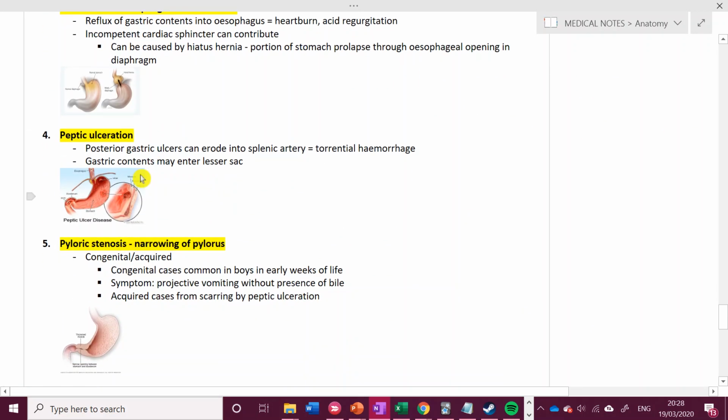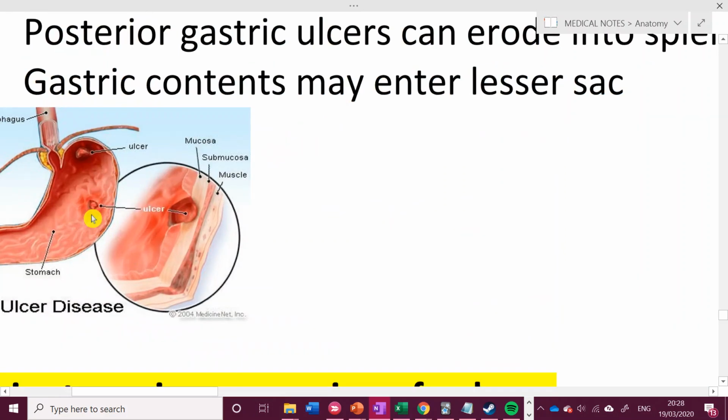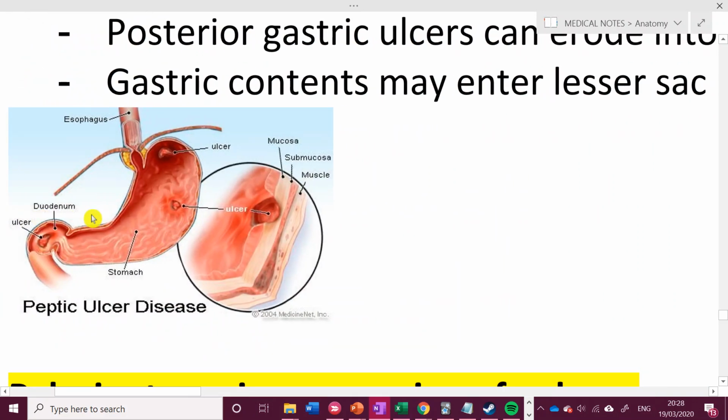Peptic ulceration. So that's posterior gastric ulcers, which can erode the splenic artery as well. This can cause massive bleeding, and gastric contents may enter the lesser sac, which is not good. So you can see here, maybe some of the mucus is very thin or something, and then that can cause an ulcer.